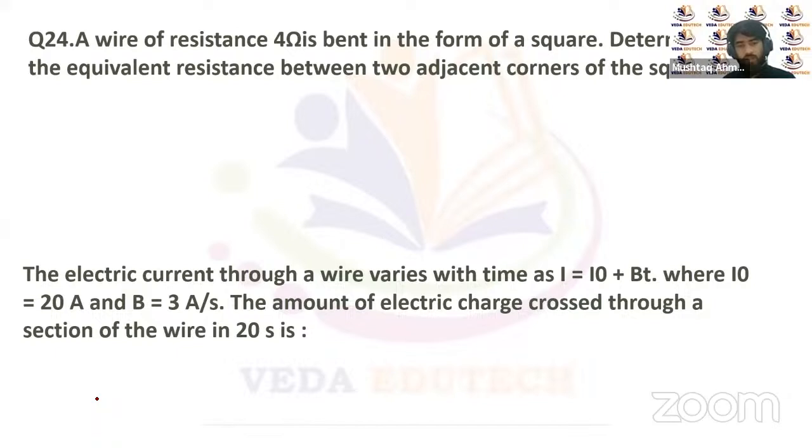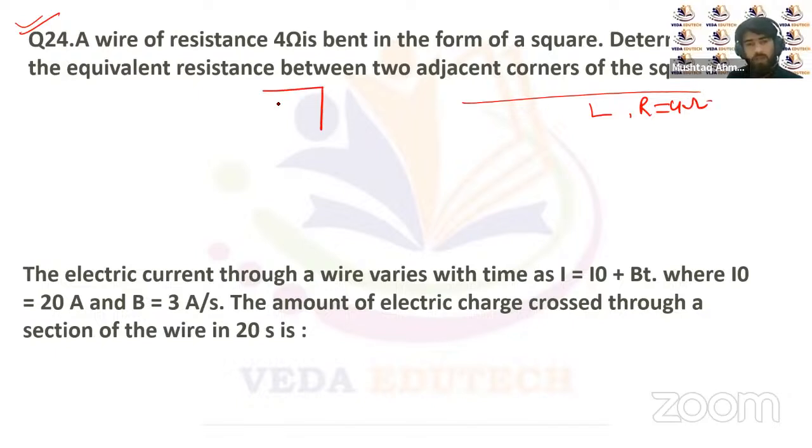Now let's discuss this question. It's a very important question. A wire of resistance 4 ohm is bent in the form of a square. Determine the equivalent resistance between two adjacent corners of the square, right? So let's suppose we have a wire of length L, and the resistance of this wire is 4 ohm. Now this wire has been bent like this in the form of a square.